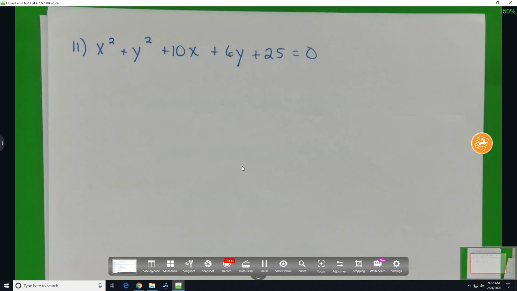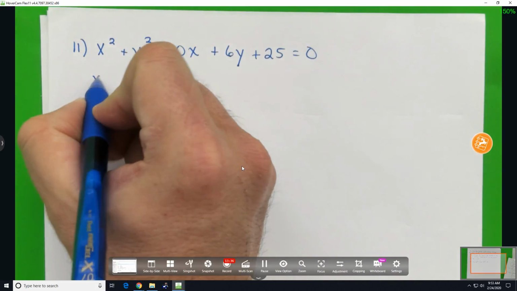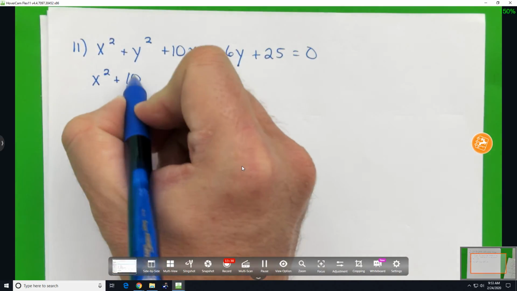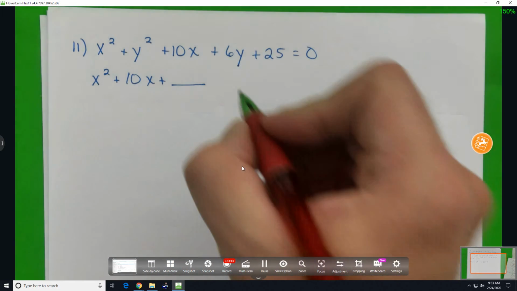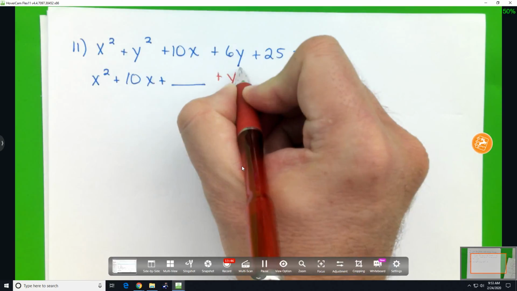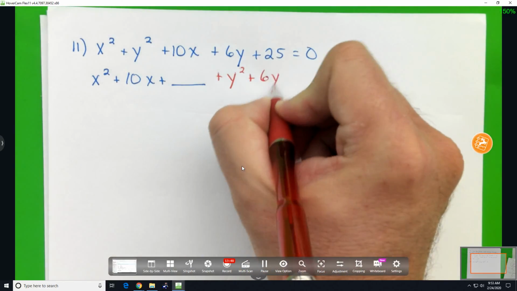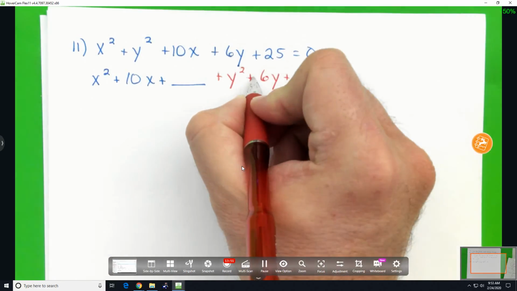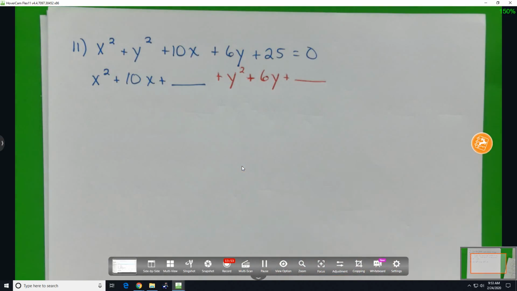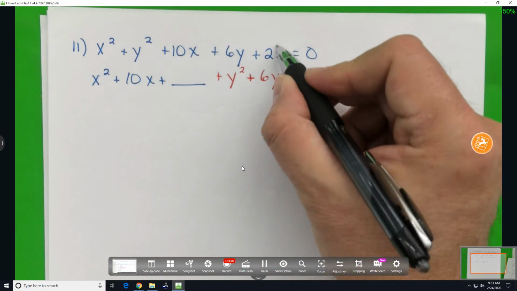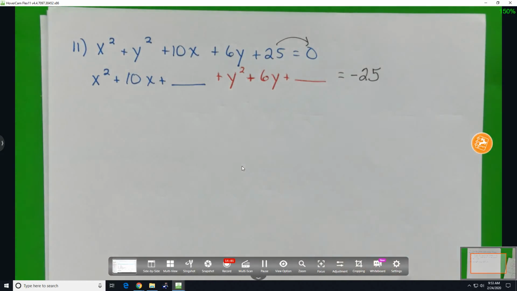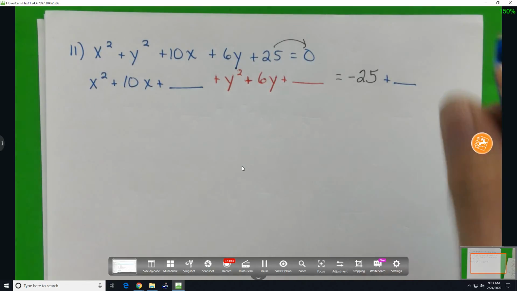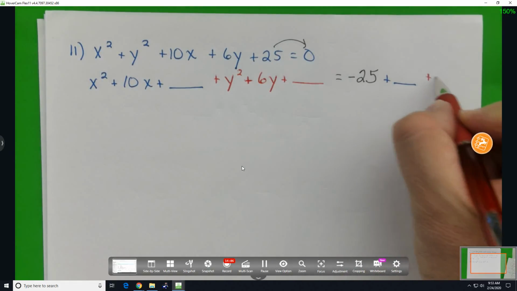We're going to try to write it with those parentheses. So I'll group the x's together with the blue plus blank. And I'll group the y's together with a red plus blank equals, I'll move that 25 over, so it's a negative 25. And just to try to help me remember that I need to put those numbers on each side, I'll do that.